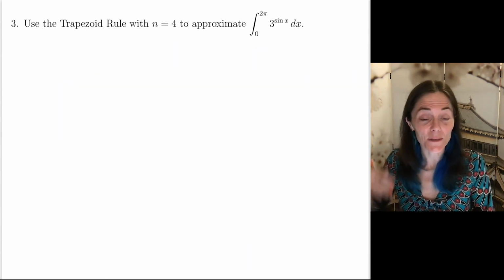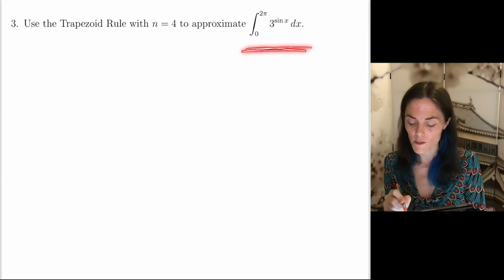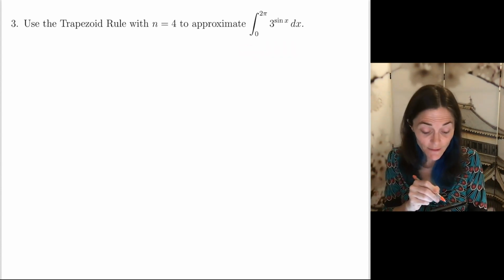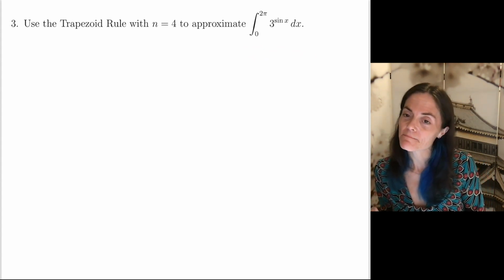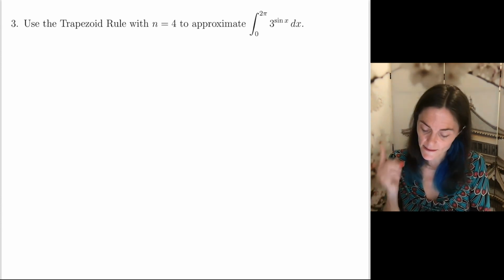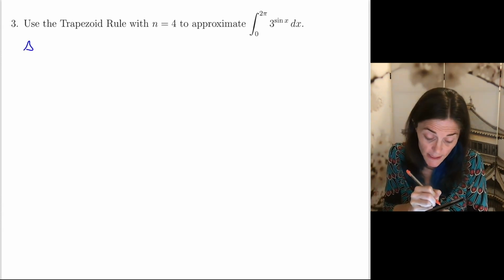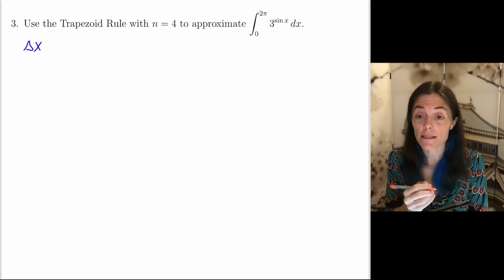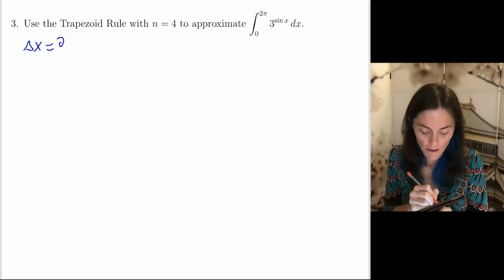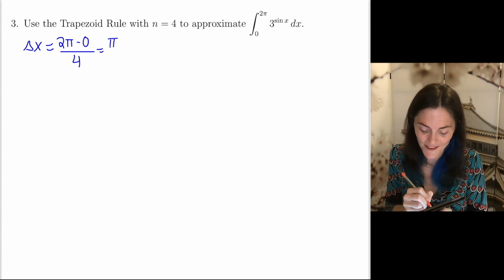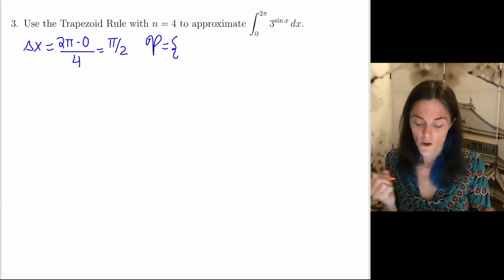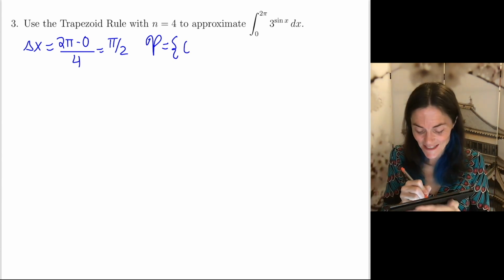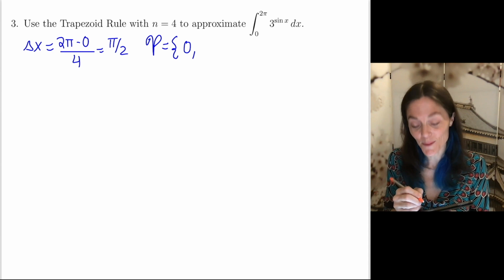Number 3, we will use the trapezoid rule with n equals 4 to approximate this integral. I really like this one. This one came off a midterm of mine, maybe last year sometime, because so much of it we can do by hand, as we will see. So the first step, just like in the last problem, is calculate delta x, which is b minus a over n. And the next step, after we have delta x, pi over 2, we write down the partition. Okay, start at the lower limit of integration and march forward until you hit the upper limit of integration.